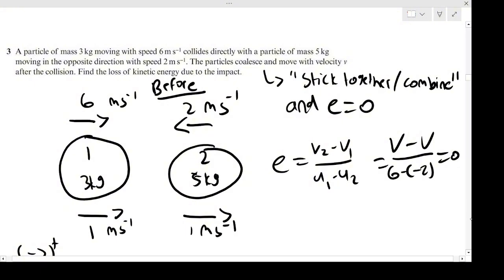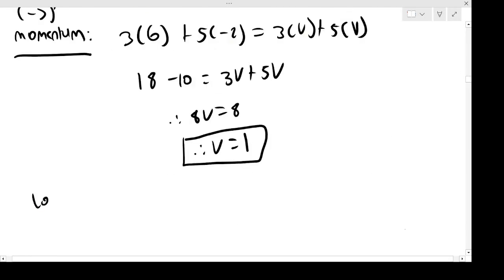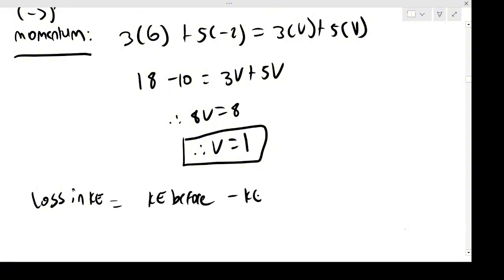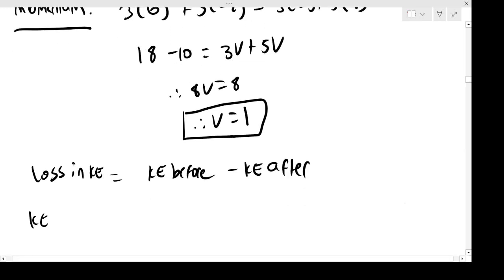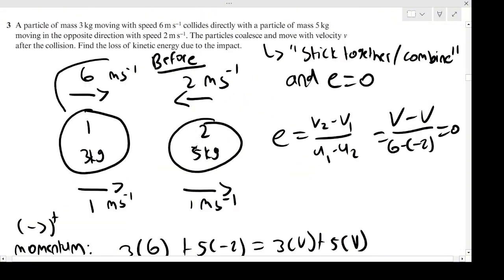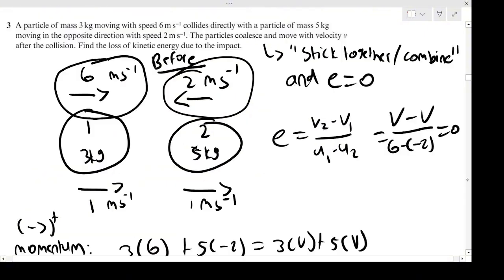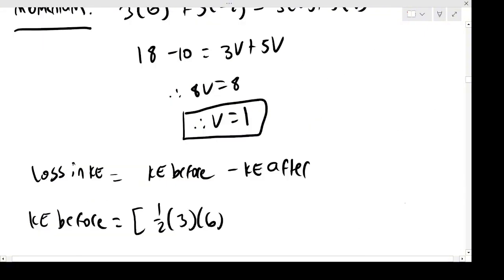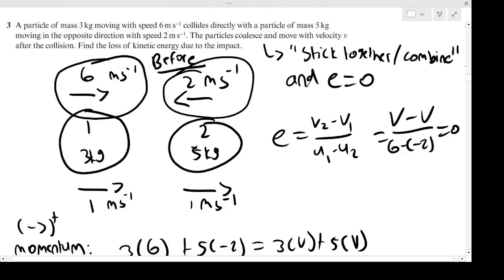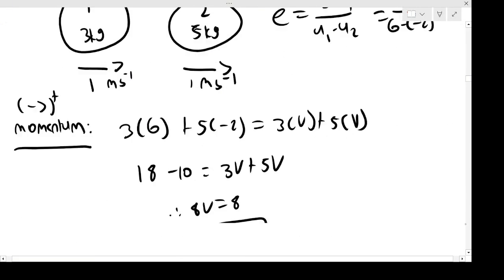Then it wants to find the loss in kinetic energy. So again, my standard formula here, the loss in kinetic energy is going to be the kinetic energy before, take away the kinetic energy afterwards. So firstly, the kinetic energy before. Before the collision, we've got the first particle with speed 6 and the second one with speed 2. So it's going to be half times the mass. The first one, the mass is 3, then lots of 6 squared, and then a half, and then for the second particle, the mass is 5. So it's going to be 5 times 2 squared.